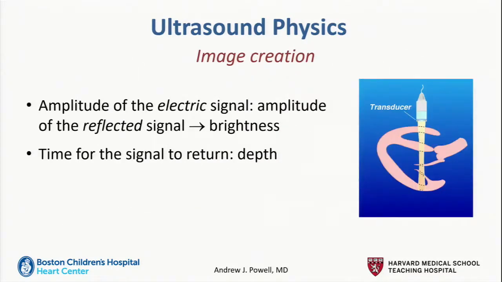All right, so let's just talk a little bit more about that. Here you have in this diagram a transducer sending out its sound waves, and the amplitude of that reflected signal will be shown as brightness. So stronger signal coming back, it's brighter. And then we also have to map things in space. And the way this is going to occur is we're going to look at the time for the signal to come back, and that's going to give us some information about depth.